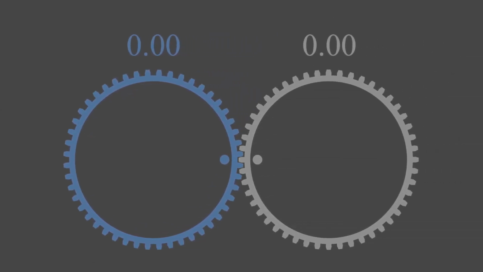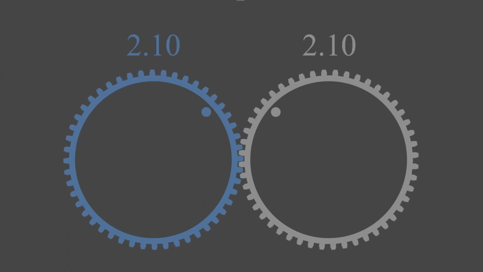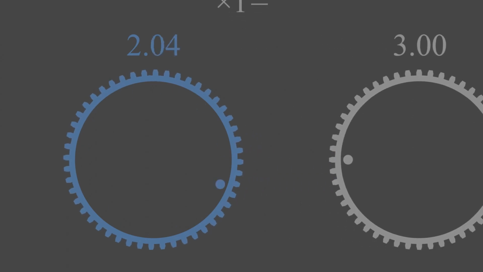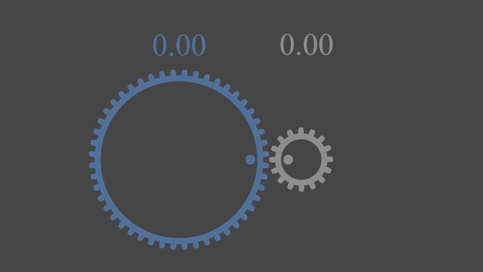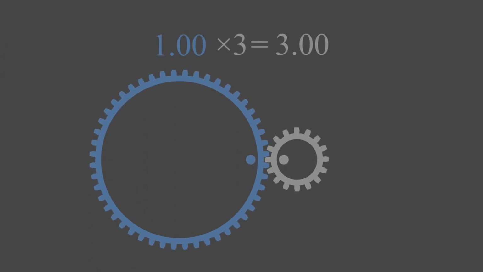In mechanical computers, numerical values are represented by rotation. One of the simplest operations you can perform is multiplication, using gear ratios. If two gears are the same size, then the follower gear rotates at the same speed as the driver gear. This is equivalent to multiplying by 1. However, if the follower is 3 times smaller, then it will rotate 3 times faster than the driver. This is equivalent to multiplying by 3.